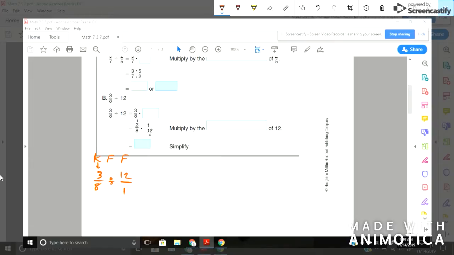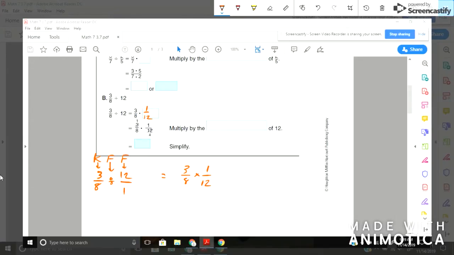Keep the first fraction the same. Okay. So 3/8. Flip division to multiplication. And flop 12 to its reciprocal. Well, the reciprocal of 12 over 1, if I were to change that, it would be 1 over 12. And that's just what I showed right here. So 3/8 times 1 over 12.